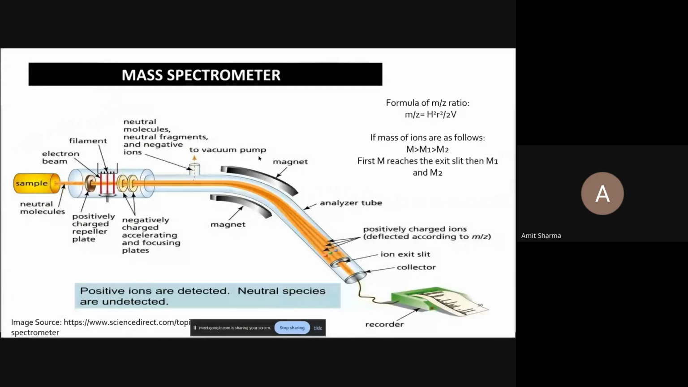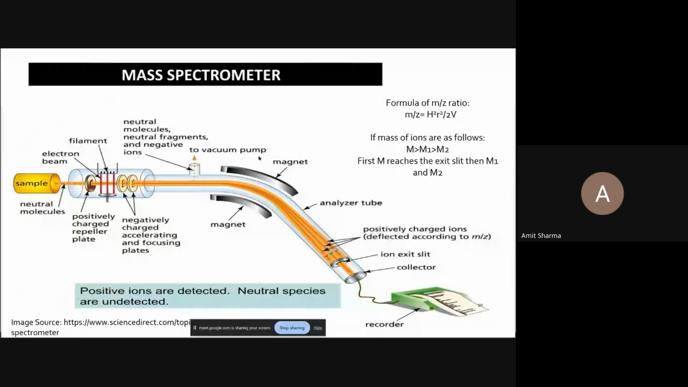These accelerated ions, that are M plus ions, M1 plus ions, and M2 plus ions, experience a deflection due to the magnetic field produced by the magnets placed in the instrument. We can see there are two magnets which help in producing the magnetic field for this experiment. These ions are then passed through this magnetic field, and what this magnetic field does is it separates the ions according to their mass to charge ratio. The formula of mass to charge ratio is m by z equals H squared r squared by 2V, where H is the magnetic field intensity.